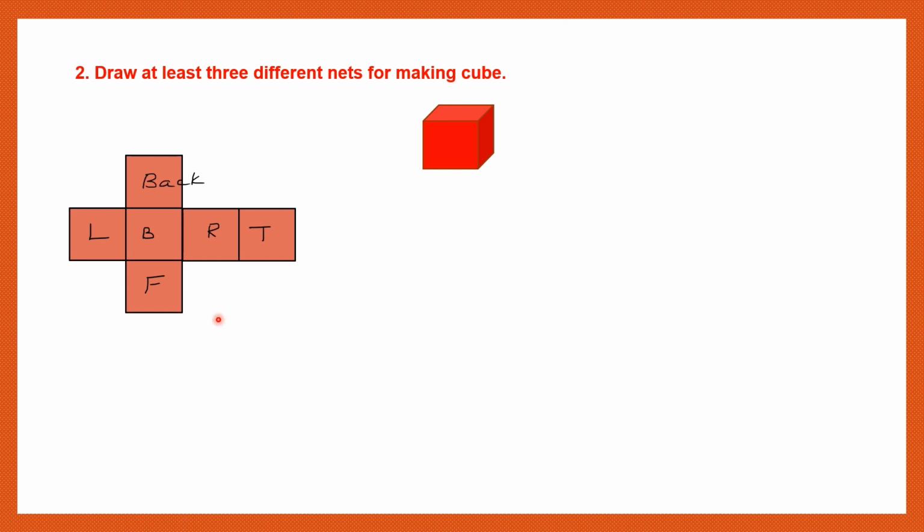So if you keep this as the base, lift this up, this becomes the back. Lift this up, this becomes the front. When you lift this up, this becomes the left side. When you lift these two, this part becomes the right and this goes on top to make the cube. This is one way. Now another way is this.